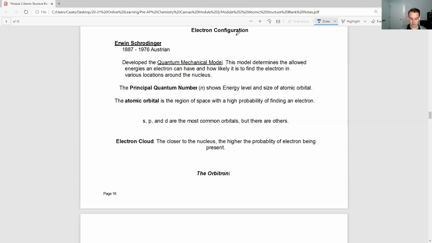All right, welcome everybody to Module 2, Lesson 3. This one is on electron configuration, which may be a little bit longer than the past one. So let's get to it.